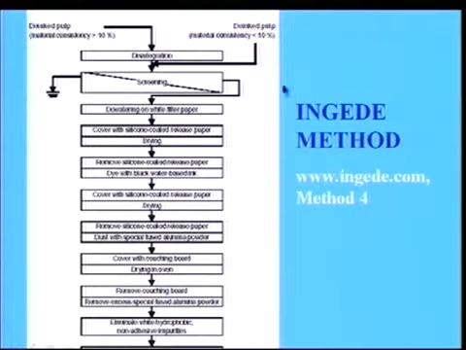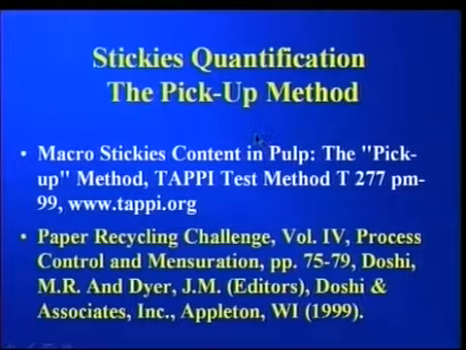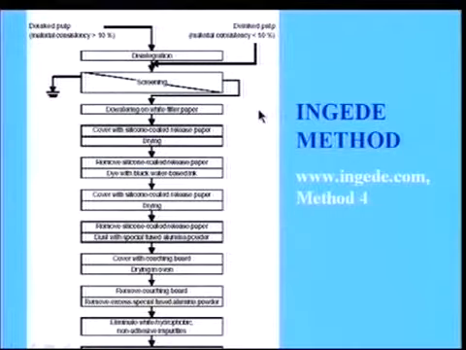This method involves many steps, starting with taking the stock sample and going through the screening process, collecting the rejects on a white filter paper, and then we cover the filter paper with silicone coated release paper and dry it, remove the silicone coated paper, and subsequently we dye the filter paper with black dye and dry it, dust it with alumina powder that will be picked up by stickies, and subsequently you count the white specks on a black background. That is the INGEDE method.